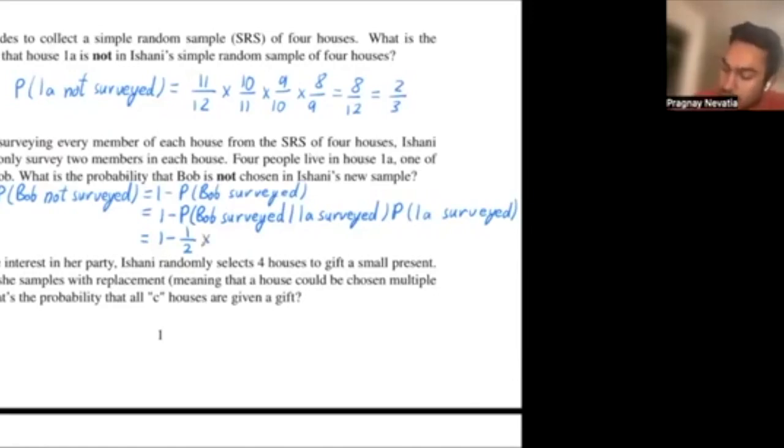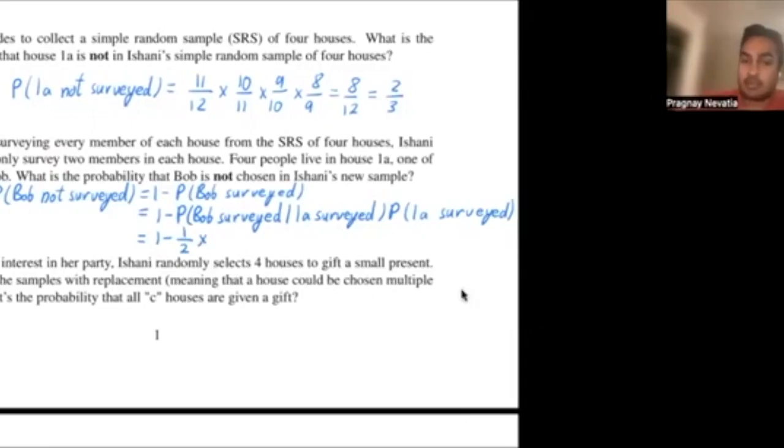And so let's multiply that by the probability of 1A being surveyed. And what you'll see is that in part B, you found the probability of 1A not being surveyed. So 1 minus 2 by 3 is just 1 by 3. And you can do that over here. And finally, if you work out this math, then you should get 5/6.